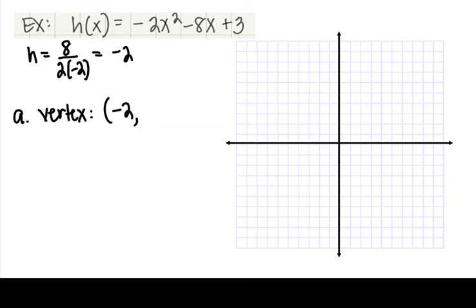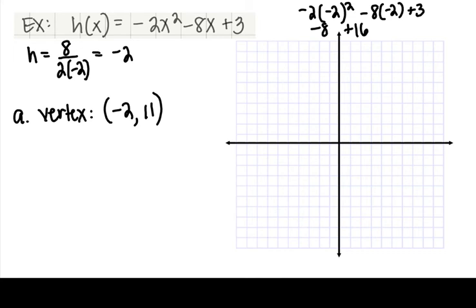The second value of our vertex is found by putting that negative 2 into the function and computing. So I have negative 2 times negative 2 squared. Negative 2 squared is 4. 4 times negative 2 is negative 8. Minus 8 times negative 2, which is positive 16. And then we have a plus 3. So we have 8 plus 3 is 11.